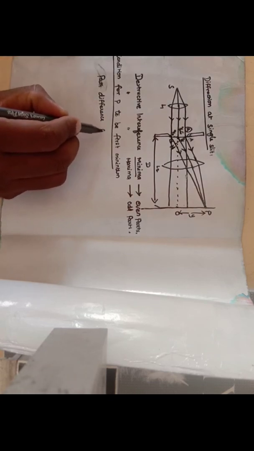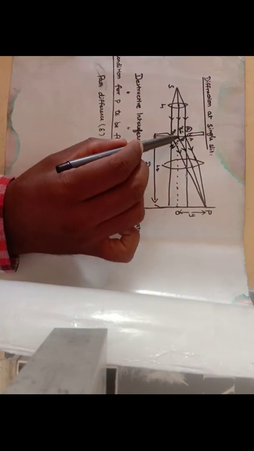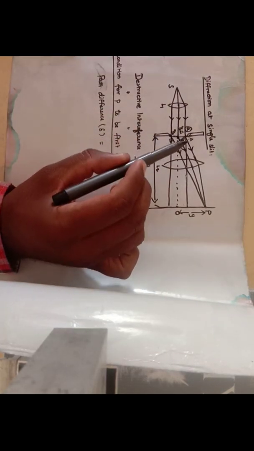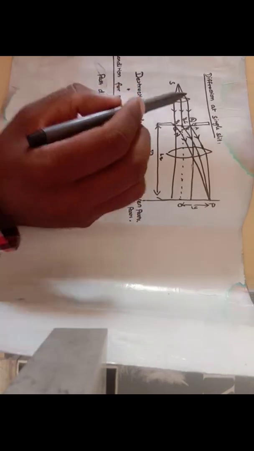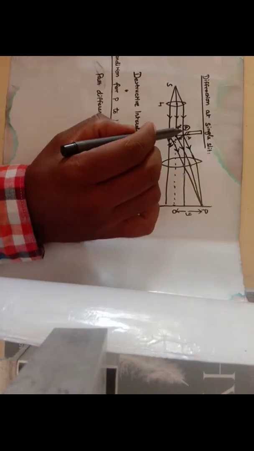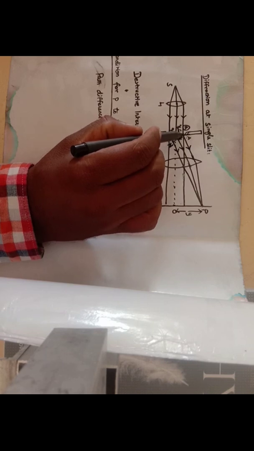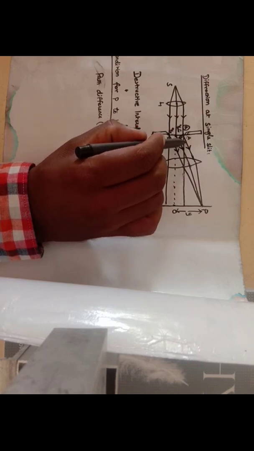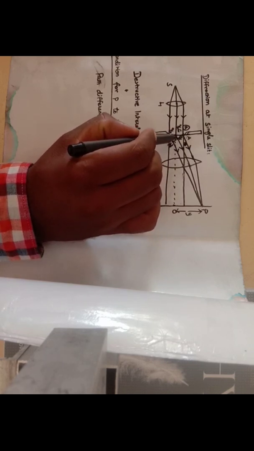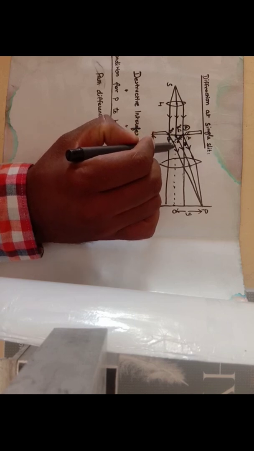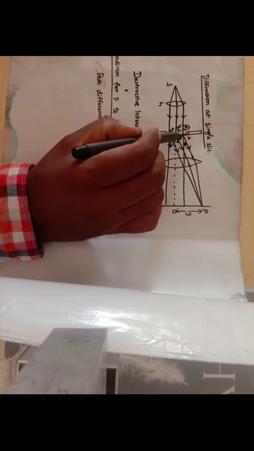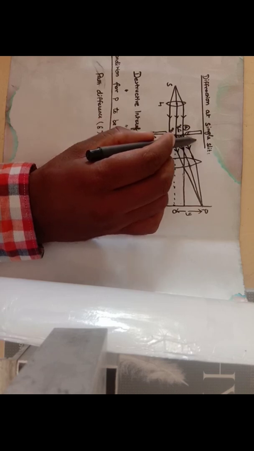The path difference is denoted by the letter delta. So what is the path difference? This is the path difference. To calculate the path difference, we take this triangle. In this we mark the diffracted angle. This ray is diffracted at angle theta. So all the rays make the angle theta. The diffracted angle is theta. Like this, if you draw the normal line, the angle at A is also theta.